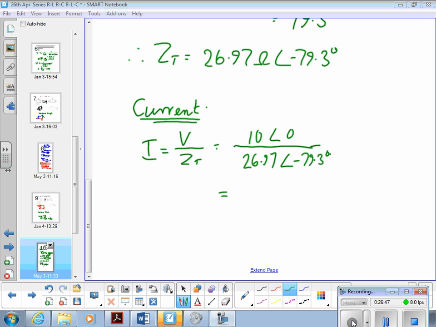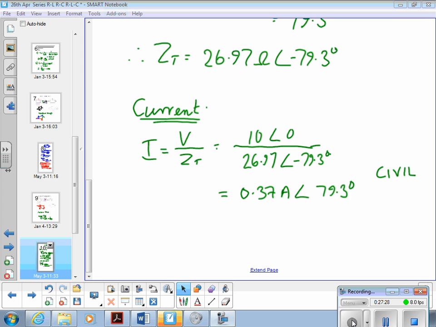10 over 26.97 must be somewhere about 0.2, 0.something amps, angle 79.3 degrees. Does that fit with CIVIL? Capacitive circuit, current leads voltage. Yeah. Ahead of positive with respect to that other voltage. Okay? So that's a capacitive circuit.